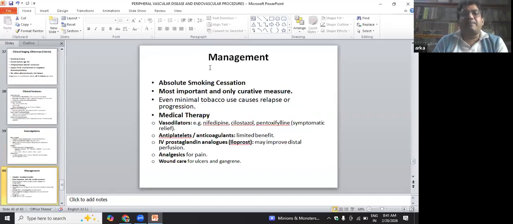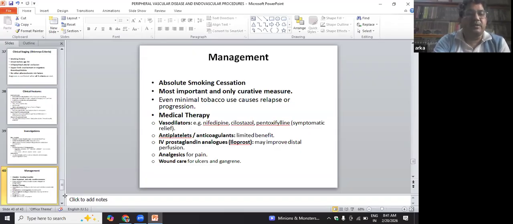Coming to the management part, absolute smoking cessation is the most important and only curative measure. Even minimal tobacco use can cause relapse or progression. Medical therapy, mainly vasodilators, that is nifedipine, cilostazol, pentoxifylline, is used initially for symptomatic relief. Antiplatelets and anticoagulants, though the benefit is limited. IV prostaglandin analogs, nowadays iloprost is given, may improve distal perfusion. Analgesics for pain and wound care for ulcer and gangrene.